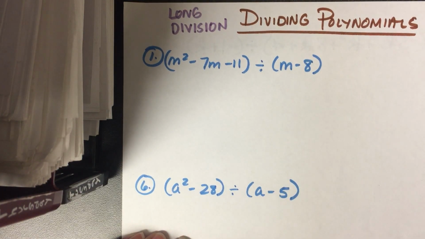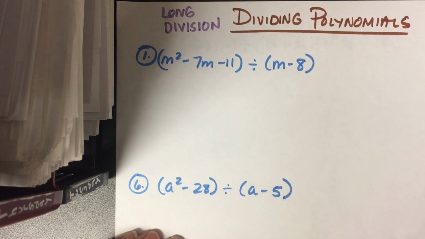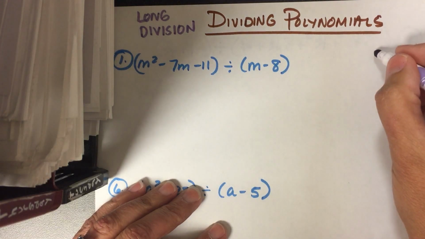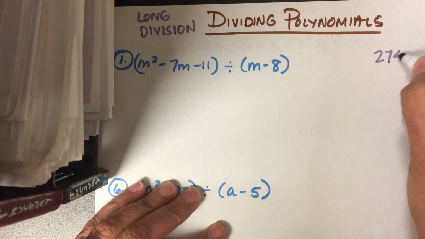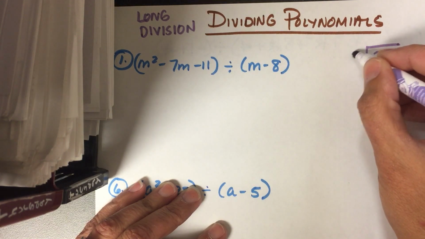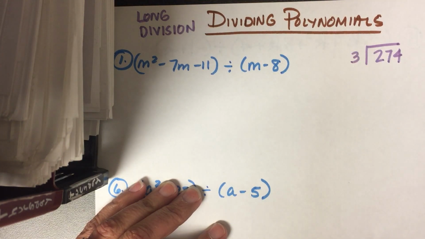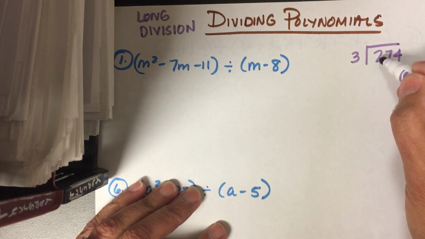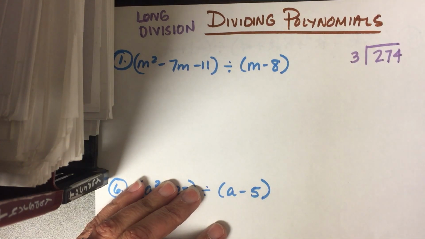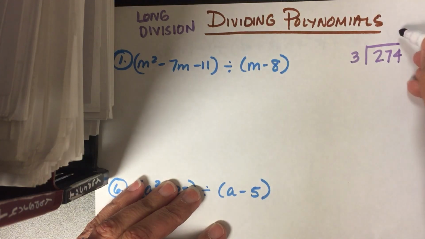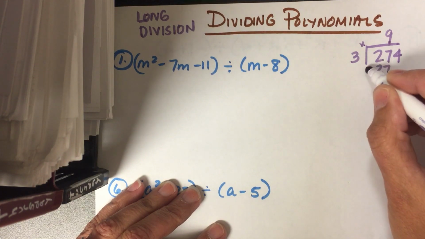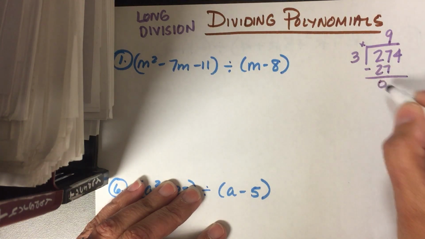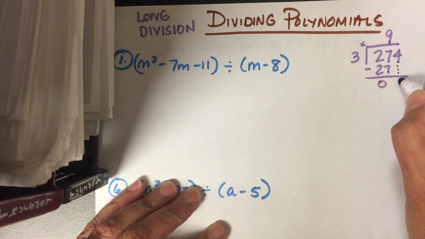It's called long division because it's the same as what you would do with any regular number when you're doing division. For example, if I have 274 divided by 3, this is long division. I would see, does 3 go into 2? No, so there's nothing in that slot. Does 3 go into 27? Yes, 9 times. 3 times 9 is 27. I subtract the 27 and get 0. I bring the 4 down.